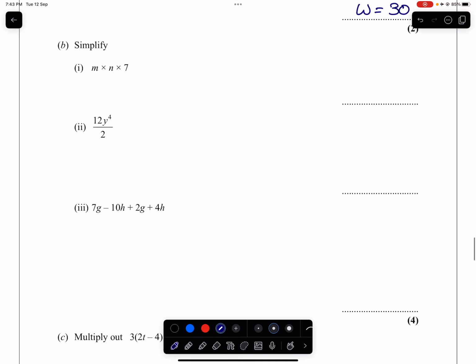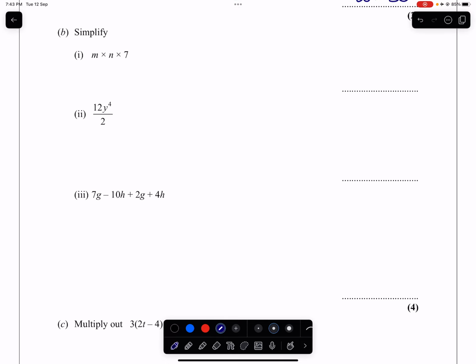Part B, simplify. M times n times 7. Whenever you're multiplying terms or values together, if they're similar, in the sense that if you had more than one m, they could mix using your laws of indices. If they had more than one number multiplying together, that could mix to create a new number. For example, 7 times 2 is 14. And in this case, none of those things match. And when things don't match and you're multiplying them together, you just write them out stuck together. So 7mn is the fully simplified version of that.